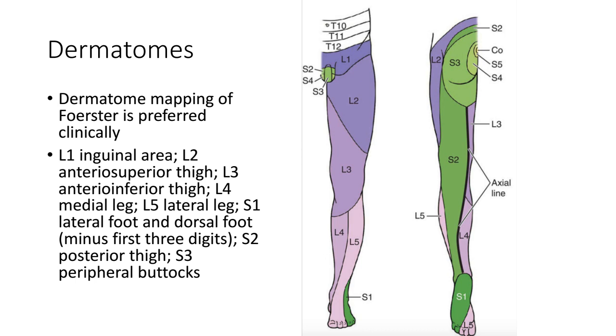So L1 will be supplying the inguinal area. L2 spinal nerve supplies the antero-superior thigh. L3 supplies the antero-inferior thigh. And L4 supplies the medial leg. And S1 supplies the lateral foot and the dorsal foot, but not the first three digits. S2 will supply the posterior thigh, and S3 will supply the peripheral buttocks.